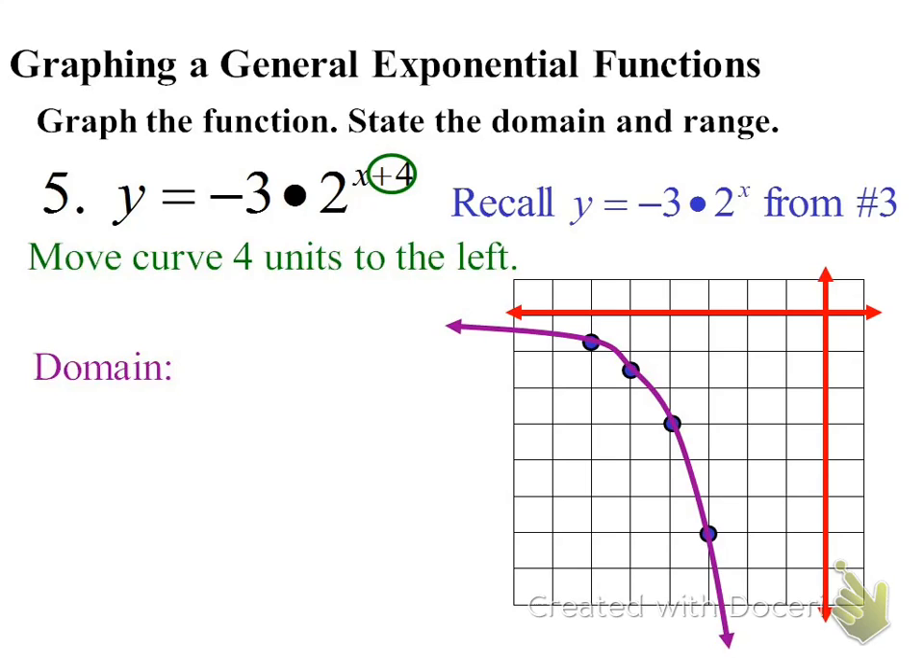All right, I'll show you the XY chart on the board in a second, but I do want to cover domain and range too. Domain is still all real numbers, and the range is still just the negative values because our A is negative. So the only thing that's really changed between example 3 and example 5 is now we moved left 4 spaces.